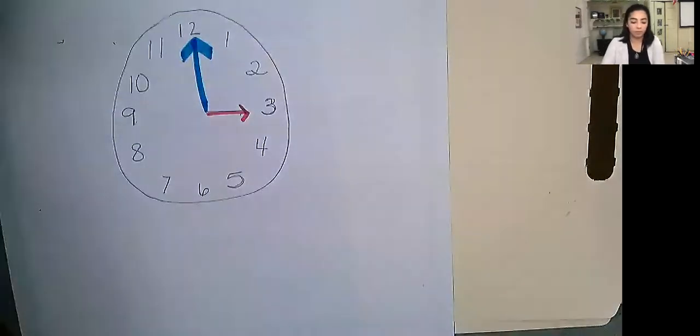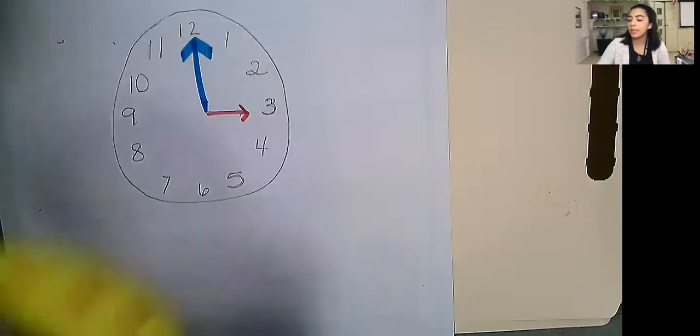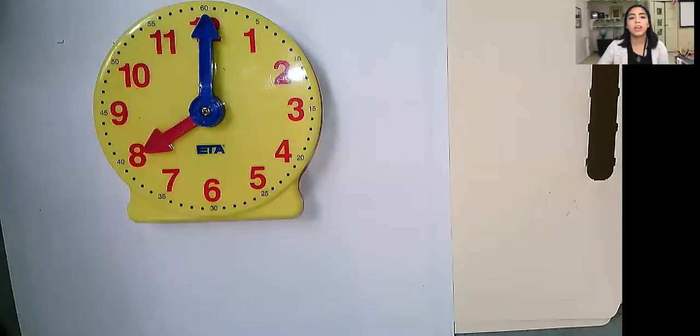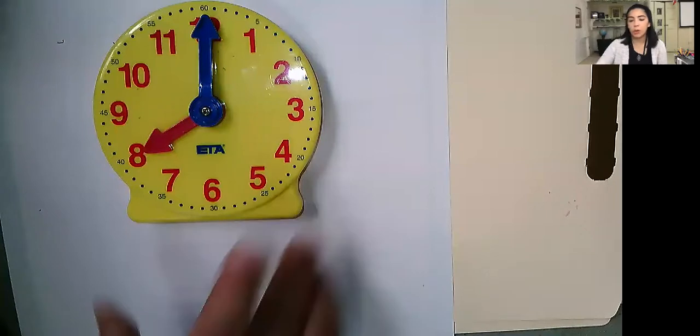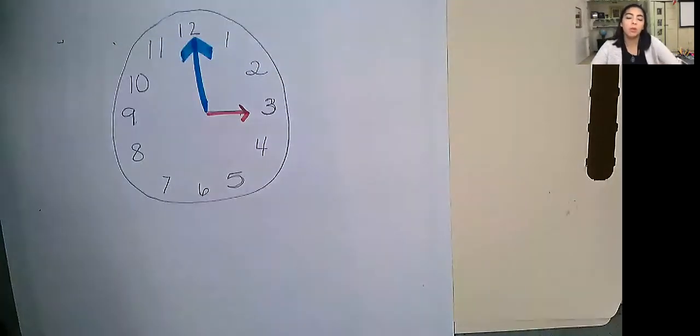Let's try it. This is what 8 o'clock should look like. Raise your hand if you got that right. Good. Okay, I'm going to give you a tricky one. Show me what time 12 o'clock is. Remember, the red hand must be on the number for that hour. Okay, show me what you got.